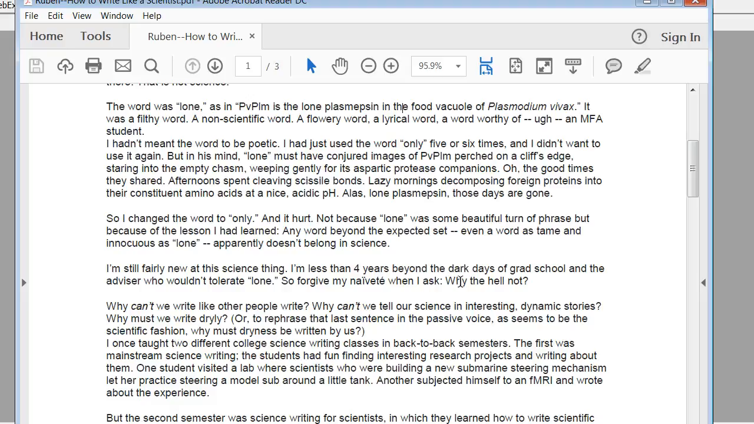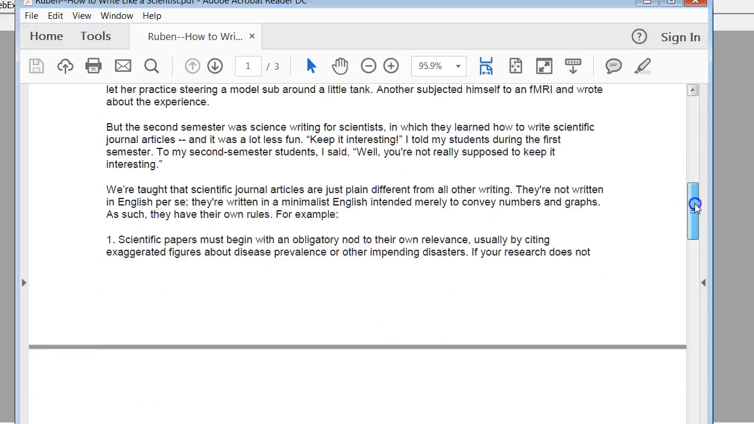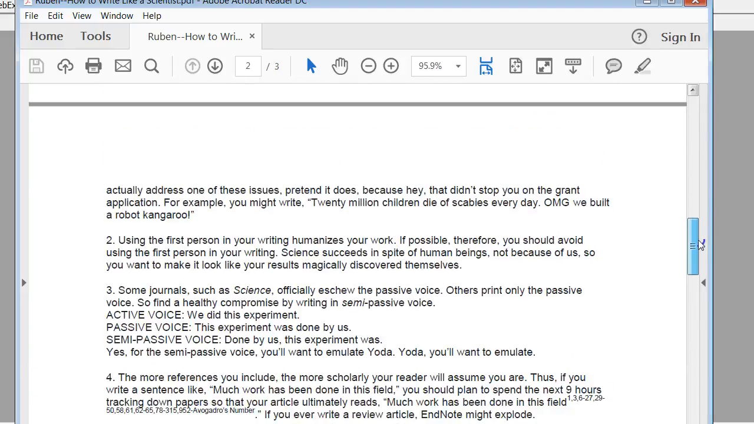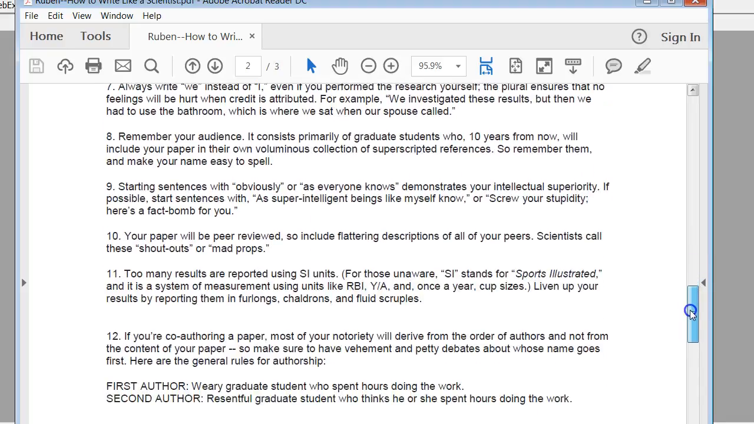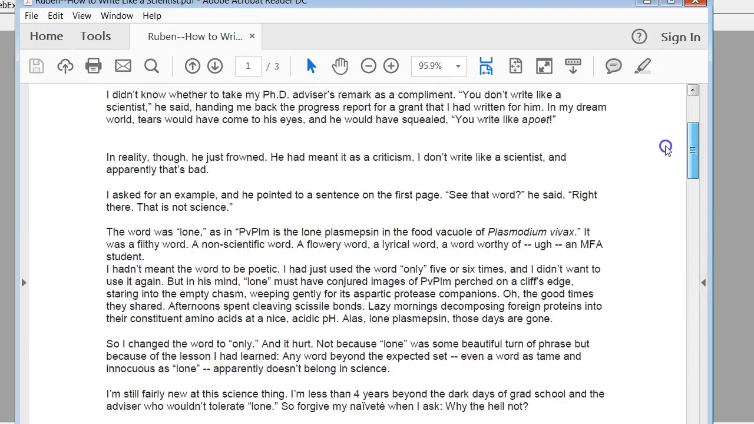Again, this is a great question. But again, really, the short answer is because the field has its own format of writing. They almost have their own voice that they expect you to take on. And by the end of this piece, the author decides, and he talks about active voice, passive voice, semi-passive voice. And in the end, he decides that really he's going to use the word lone, whether his advisor likes it or not.